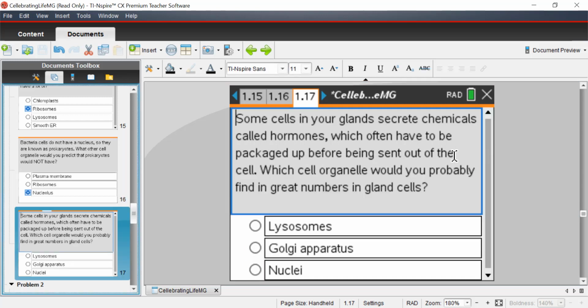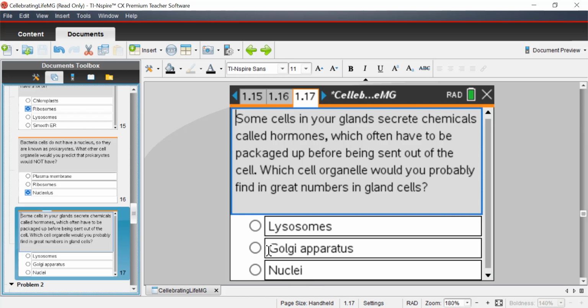All right, some cells in your glands secrete chemicals called hormones, which often have to be packaged up before being sent out of the cell. Which organelle would you probably find in great numbers in gland cells? Your glands are the ones that do most of the secreting of hormones. So you may remember lysosomes destroy things. They don't really make anything. The nuclei is just a plural for nucleus. And remember, I said nucleus is where the DNA is.